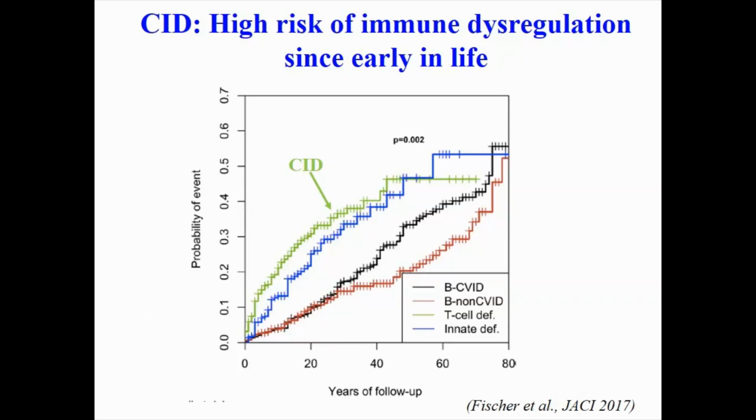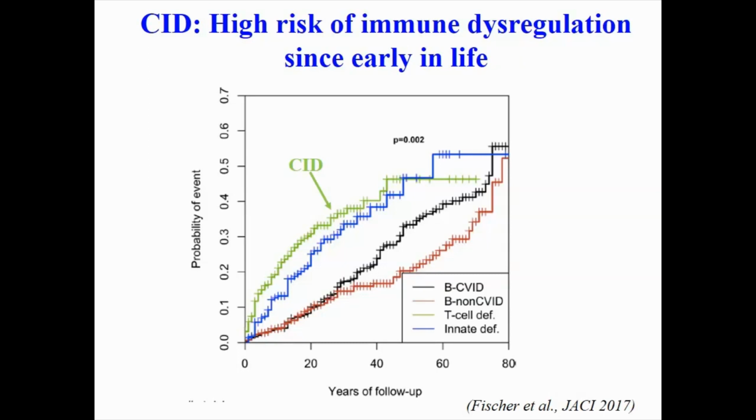In fact, if you focus on the patients with combined immunodeficiency, they have an even higher chance of developing some manifestation of immune dysregulation. And they often develop these manifestations in the first 20 years of life, quite often actually from that age. So this is different than what you see in CVID, where the immune dysregulation is common, but often happens later in life. In CID patients, it happens more often earlier in life.